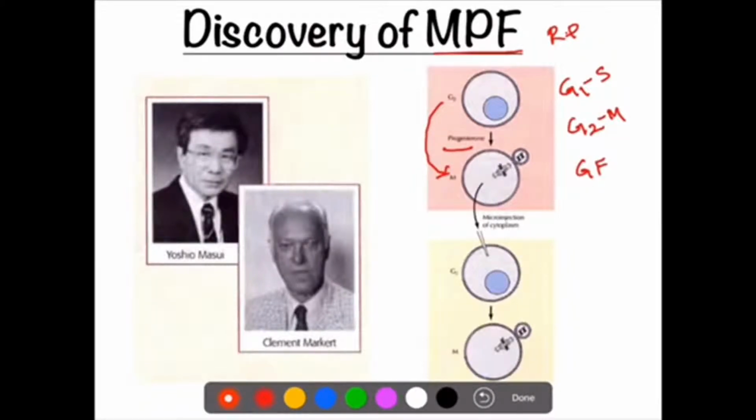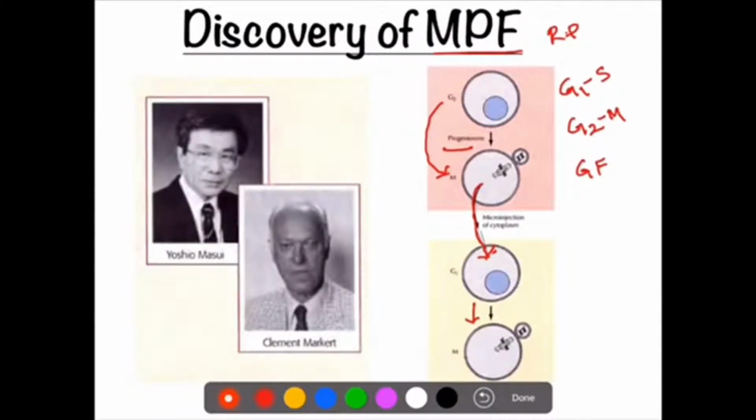These researchers took the cytoplasm of an M phase oocyte and injected this cytoplasm into another oocyte which is in G2 phase. After injection of this cytoplasm into the G2 phase oocyte, that oocyte progressed into M phase by crossing the restriction point.